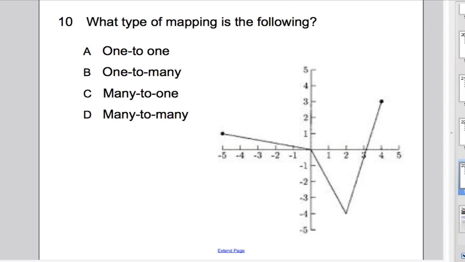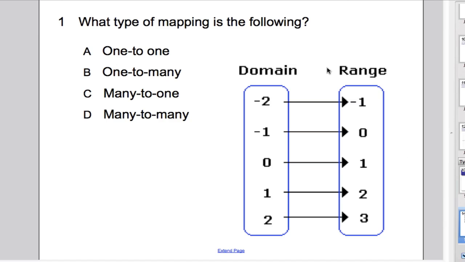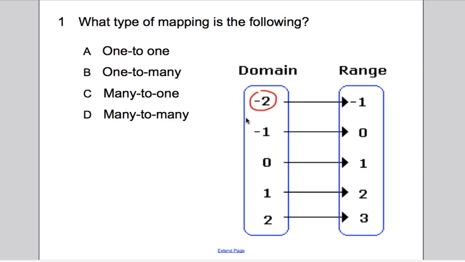Okay, so let's go back and have a look at these and just see what the particular answers were. So you can mark your work here. Okay, what type of mapping is the following? Well, this mapping diagram shows us that every single input we put in, we get a unique output. Each element of the domain maps uniquely to a unique element of the range. Okay, so it must be one-to-one.